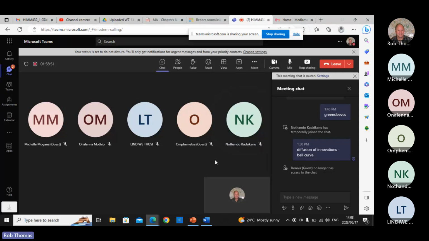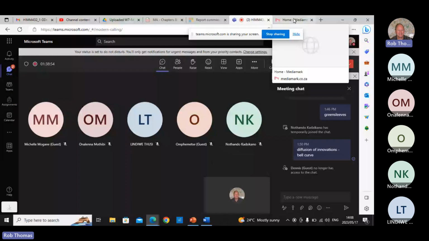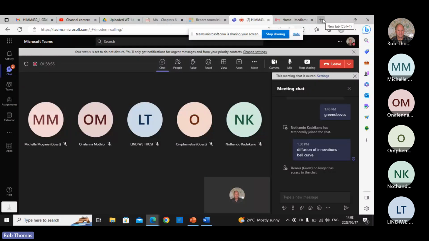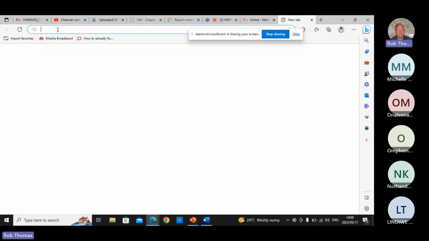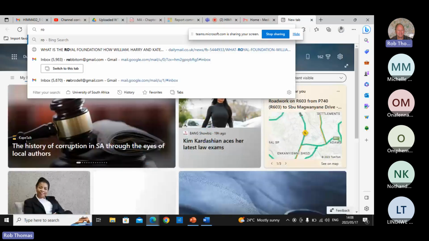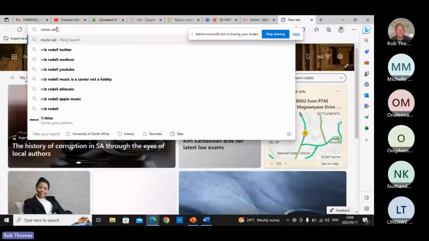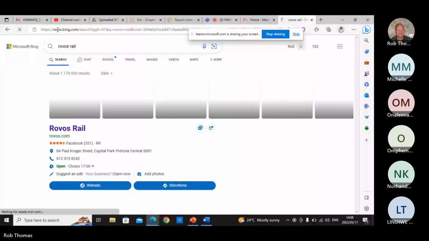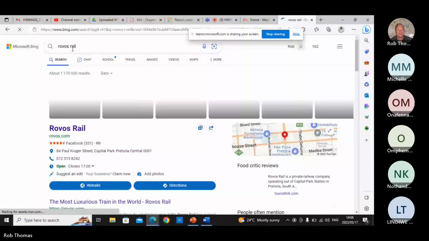Okay, so guys, Rovos Rail. Let me see if I can click. You can still see my screen now. Let me quickly go on and look at Rovos Rail. Let's look at some images quick. Where are we?